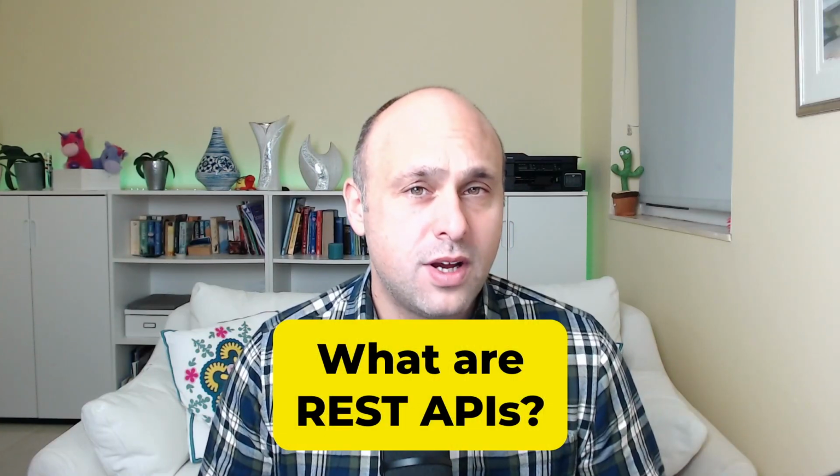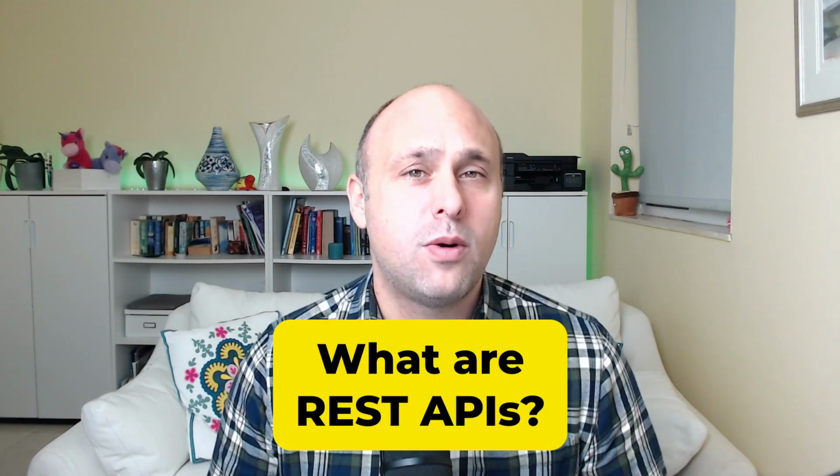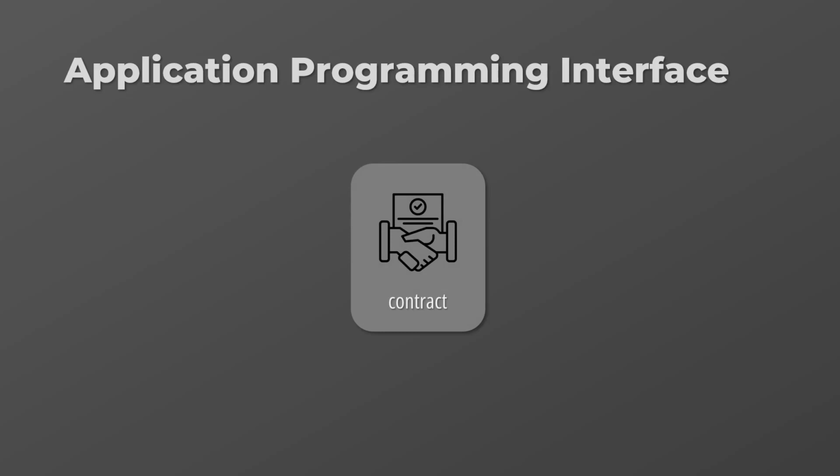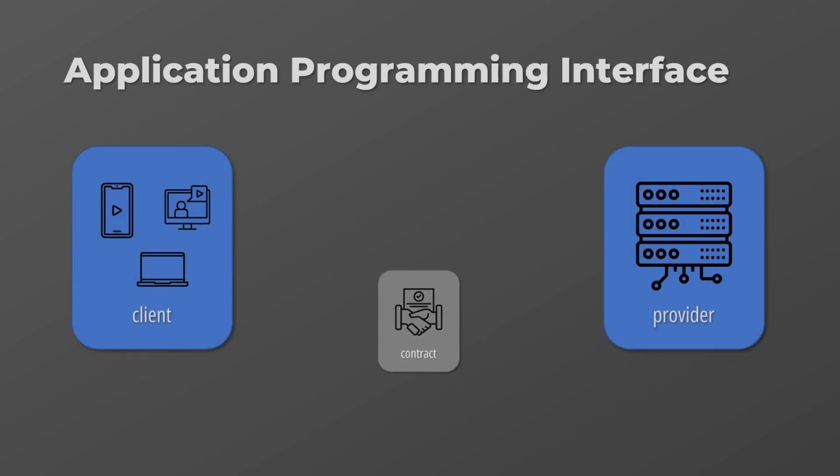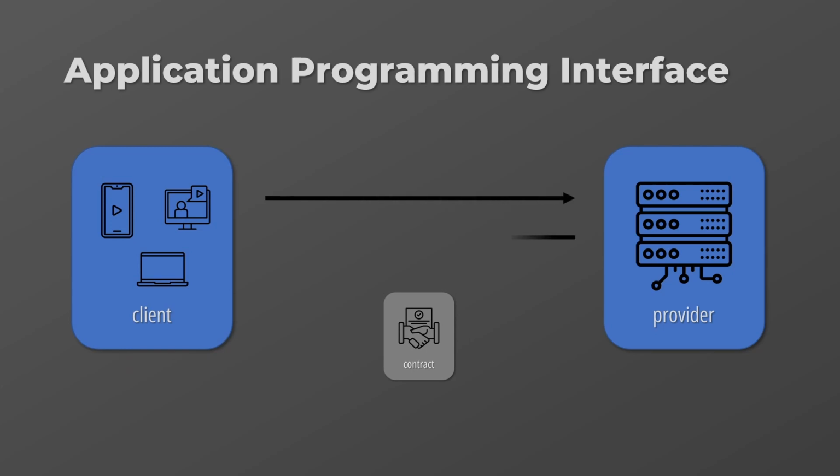What are REST APIs and why are they so popular? An API is a contract between a provider and a client that allows them to exchange information. An example of a provider is YouTube itself and the client is you. The information exchange is the video you're watching right now.